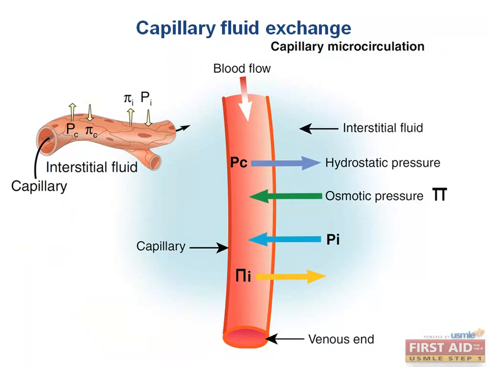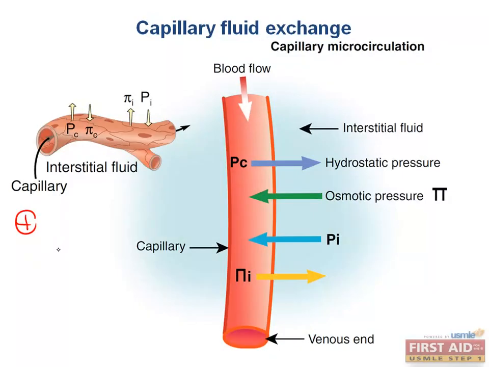The equation components are important to consider because they will tell you if you're going to have net filtration in one way or the other, that is, into the interstitium or into the capillary. If you have a positive hydrostatic pressure difference, this means that you will drive fluid out of the capillary.